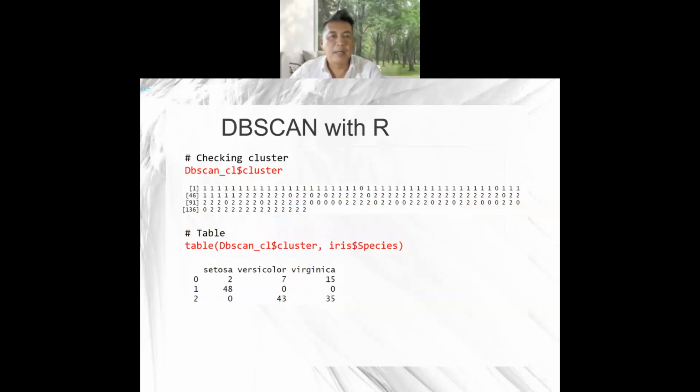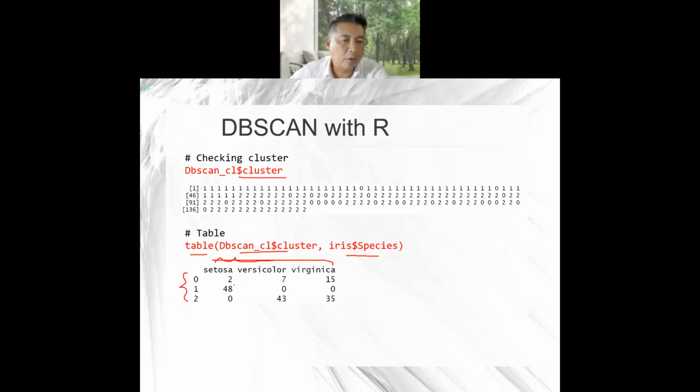Okay, and if you want to get the membership of the cluster, you just put the $ sign and cluster, and it will tell you all the membership of the cluster. If you want to look at how good the clustering is, you use this command to label the cluster and also the iris species. So this is the cluster ID, this is the type of the iris. So we look at this one, okay.